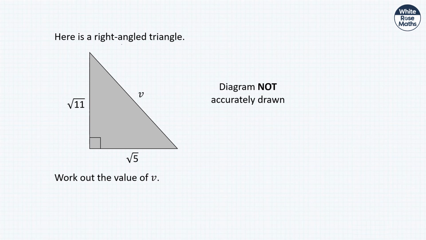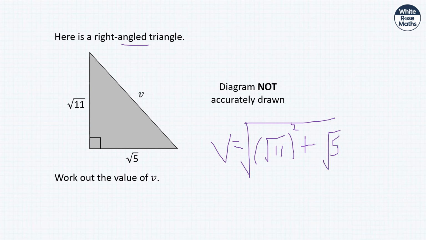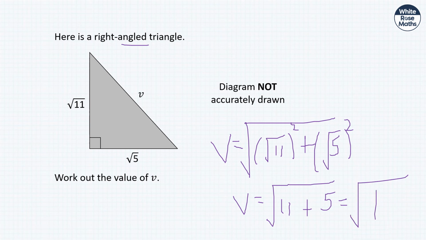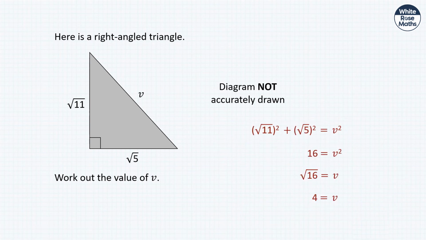Here is a right angle triangle. Work out the value of v. So we're going to have v is equal to the square root of root 11 squared plus root 5 squared. If we square a surd, or a root, root 11 squared is just 11. Root 5 squared will be 5. 11 plus 5 will be 16. So the square root of 16 gives me the answer of 4. So v is equal to 4 centimeters. There we go.